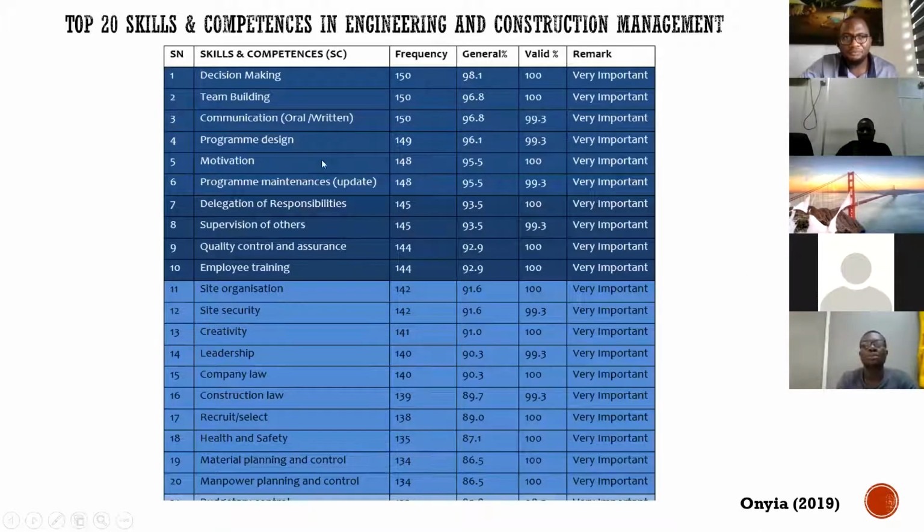So what you're looking at are our colleague engineers. They identified this. And if you look at the frequency, you will see that out of the 155 people that participated in the interview, 150 said that decision making is number one, the top ranking skill that you need to manage an engineering and construction project or venture. The second that was rated is team building, because engineers understand that you can't do it alone.